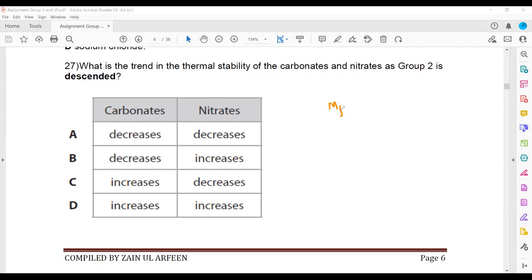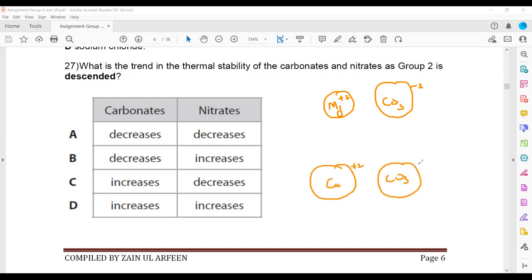If you have magnesium carbonate, magnesium is smaller in size, and then we have a carbonate ion. Then we have calcium carbonate, where calcium is larger in size, and then we have a carbonate ion. Calcium ion, as it is larger, will cause less distortion to the carbonate. But magnesium is smaller in size, greater in charge density, and causes greater distortion to the negative ion. As a result, the carbonate ion will become weak.